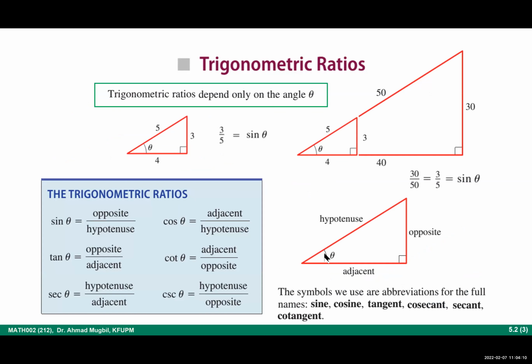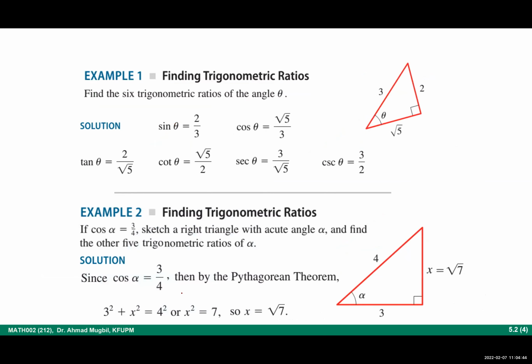Remember that when you have a right triangle, the side that is corresponding to the angle, we call it opposite. The one next to it, we call it adjacent, and the one that is corresponding to the right angle, we call it hypotenuse. And these are the six ratios that we have. In fact, mainly you need to just focus on the first two ratios, sine and cosine. Tangent will be just sine over cosine. Cotangent will be the reciprocal of tangent. Secant will be the reciprocal of cosine. Cosecant is the reciprocal of sine.